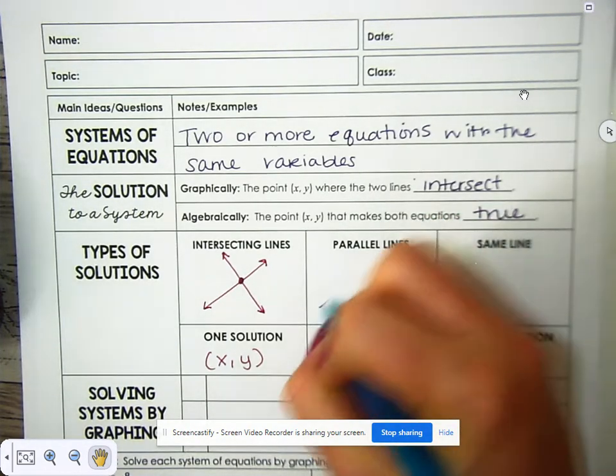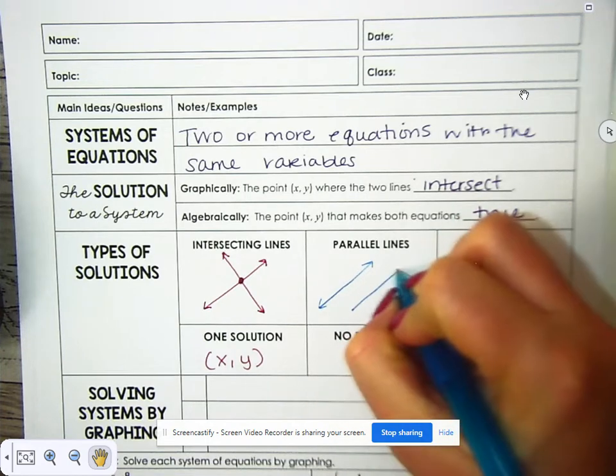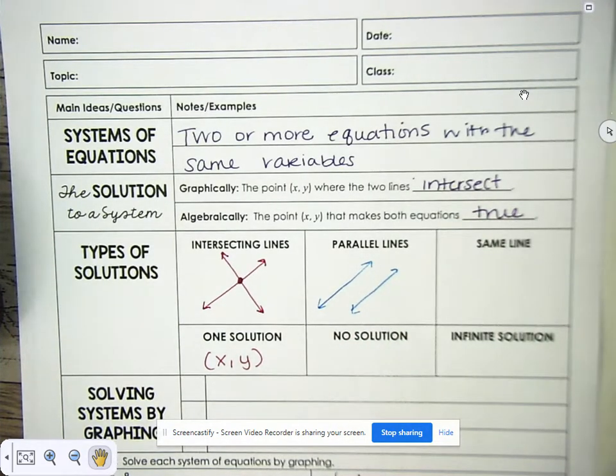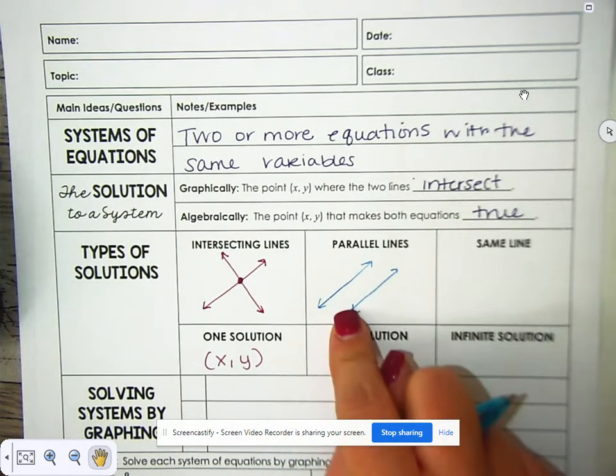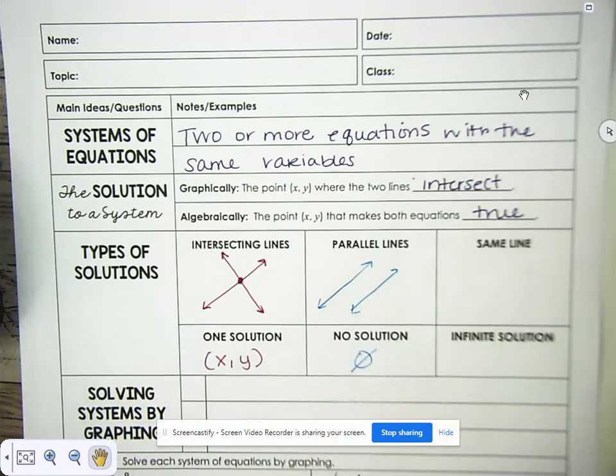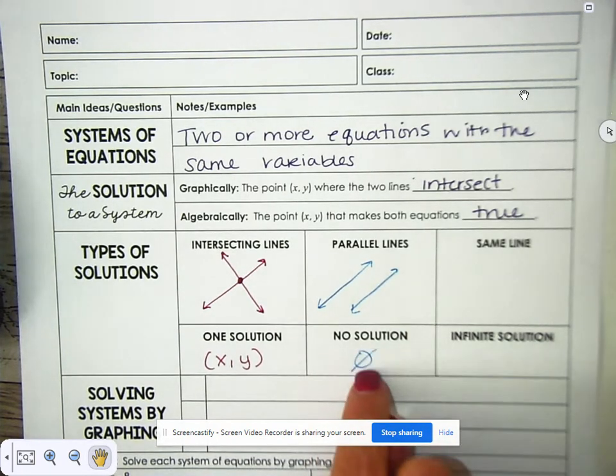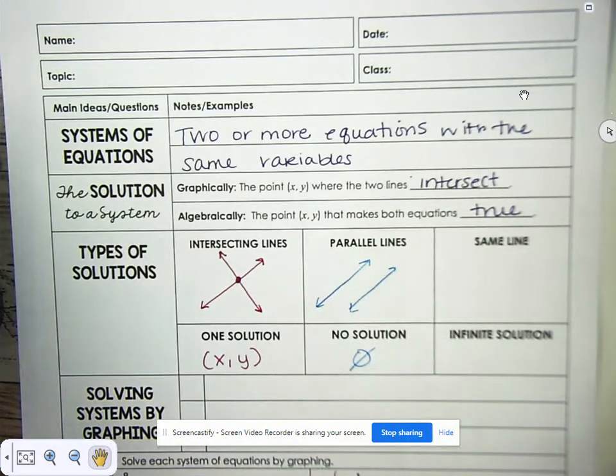We also have the option to have parallel lines. So remember, parallel lines do not touch. So if the answer is where they intersect and these don't intersect, that means there's not an answer, which is no solution. You can write no solution, or this is our symbol for no solution.